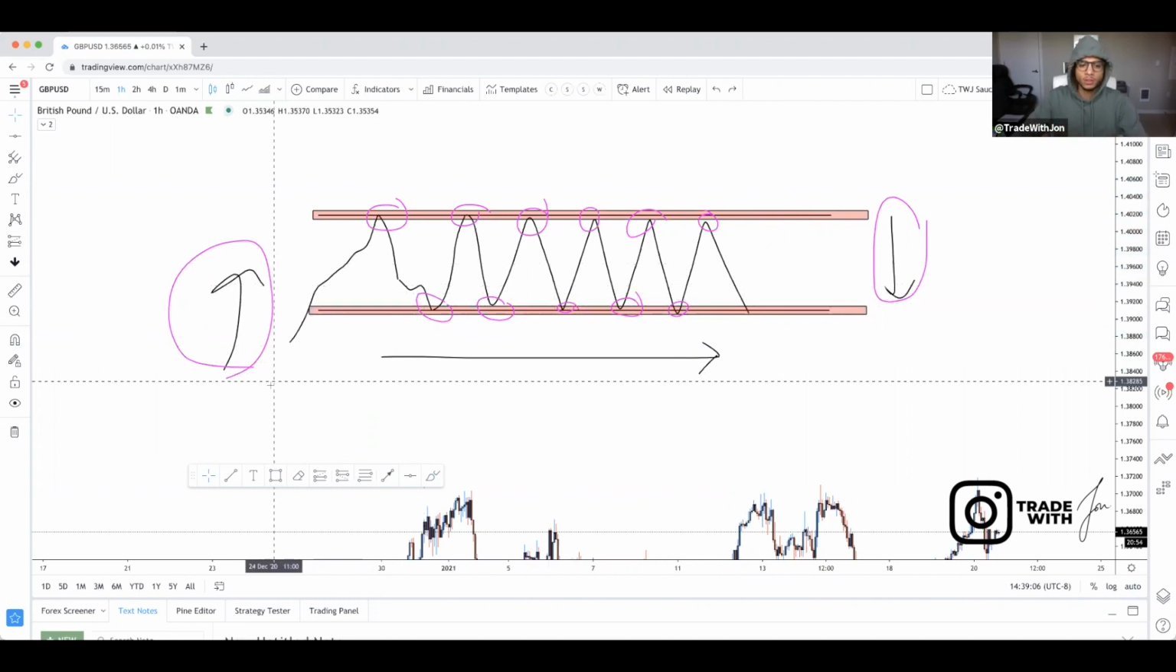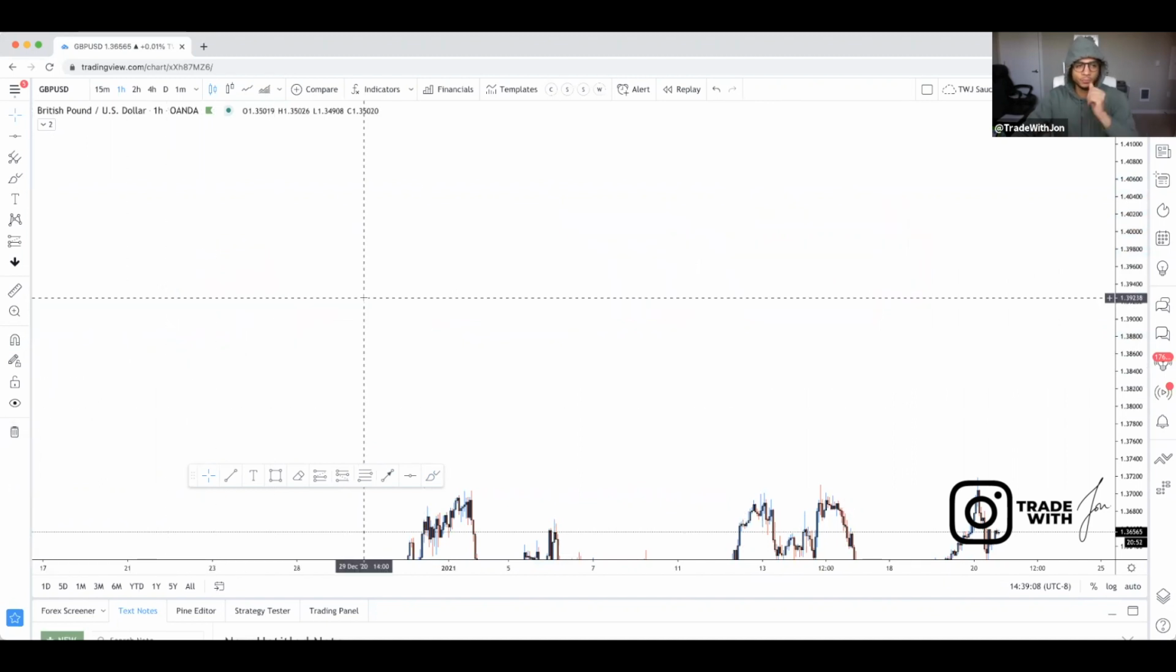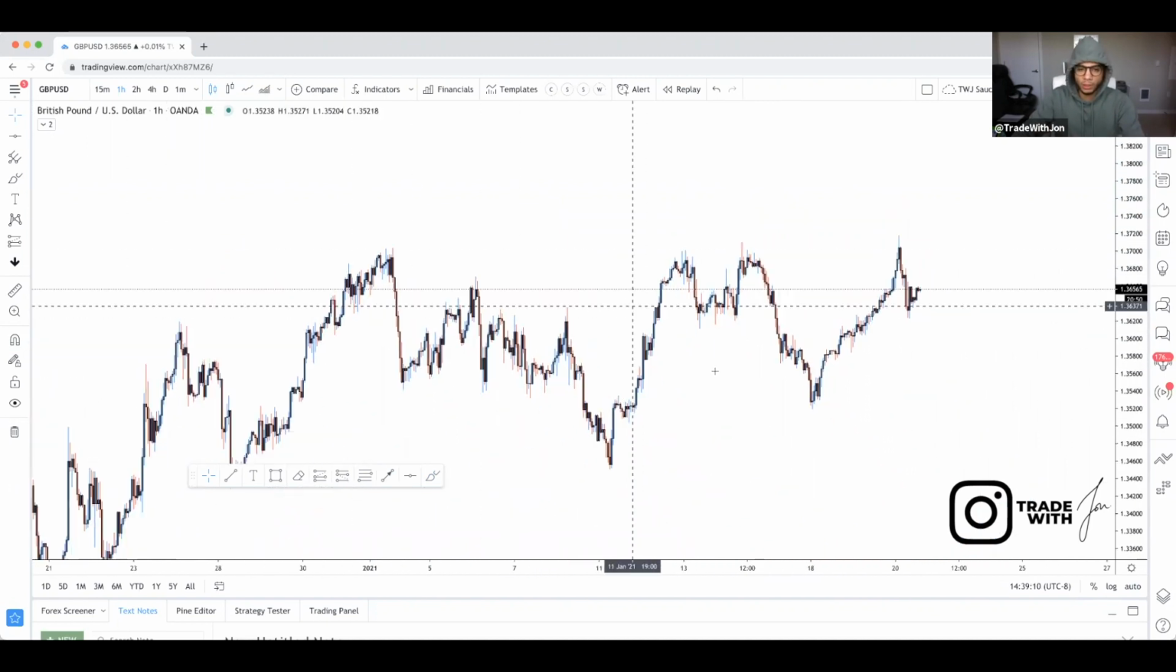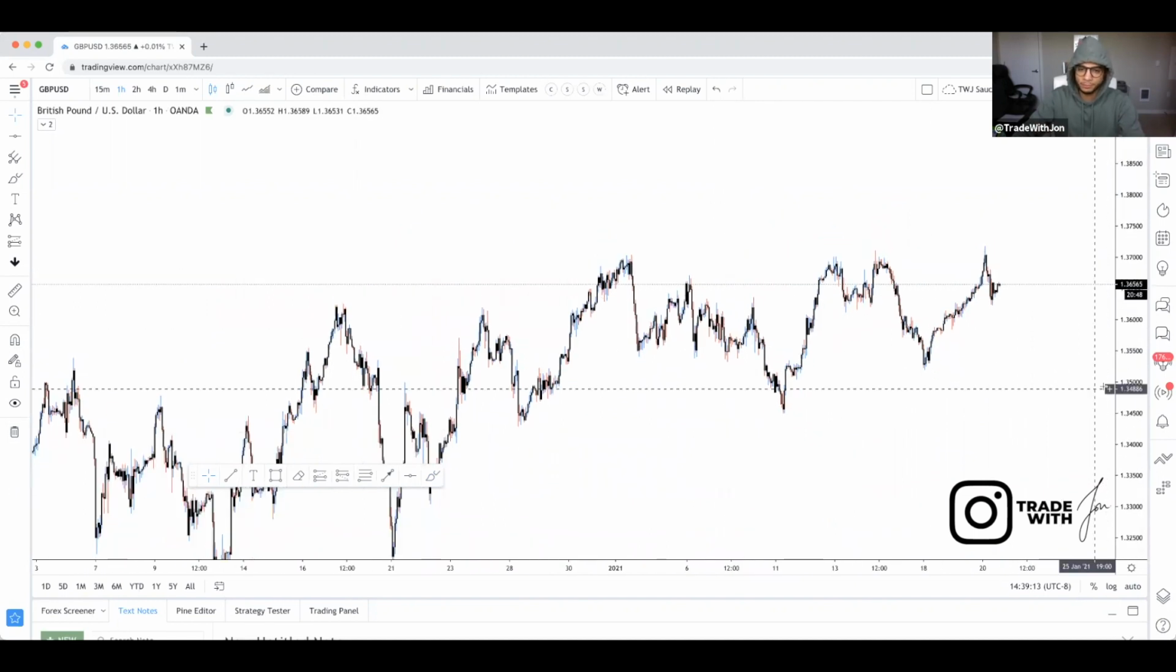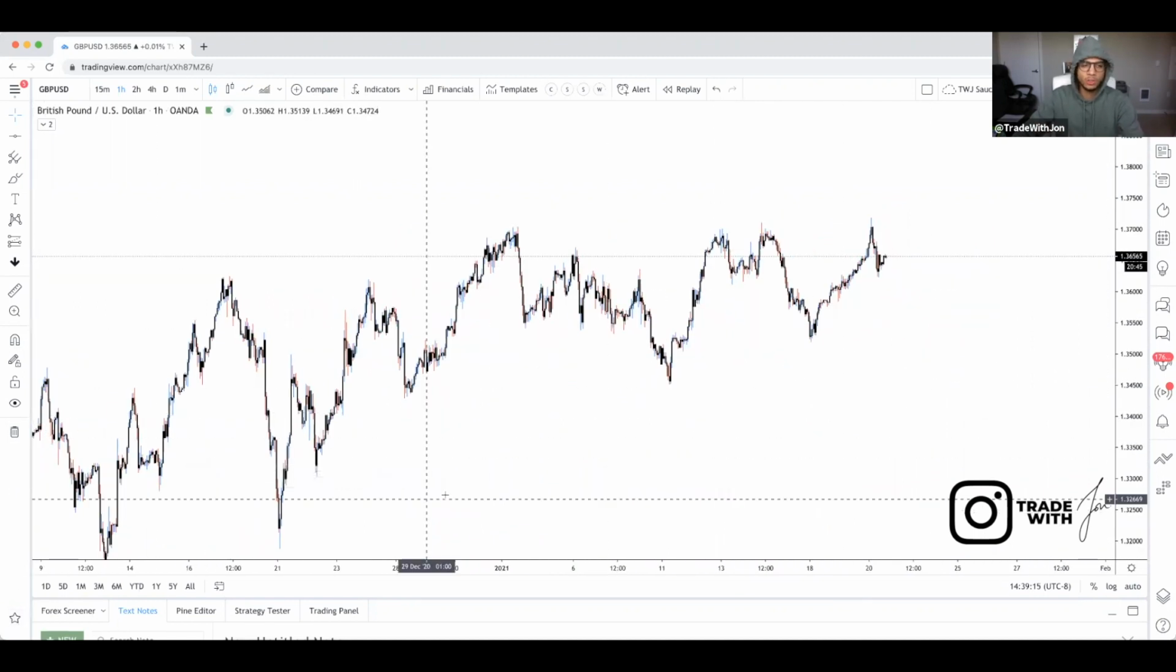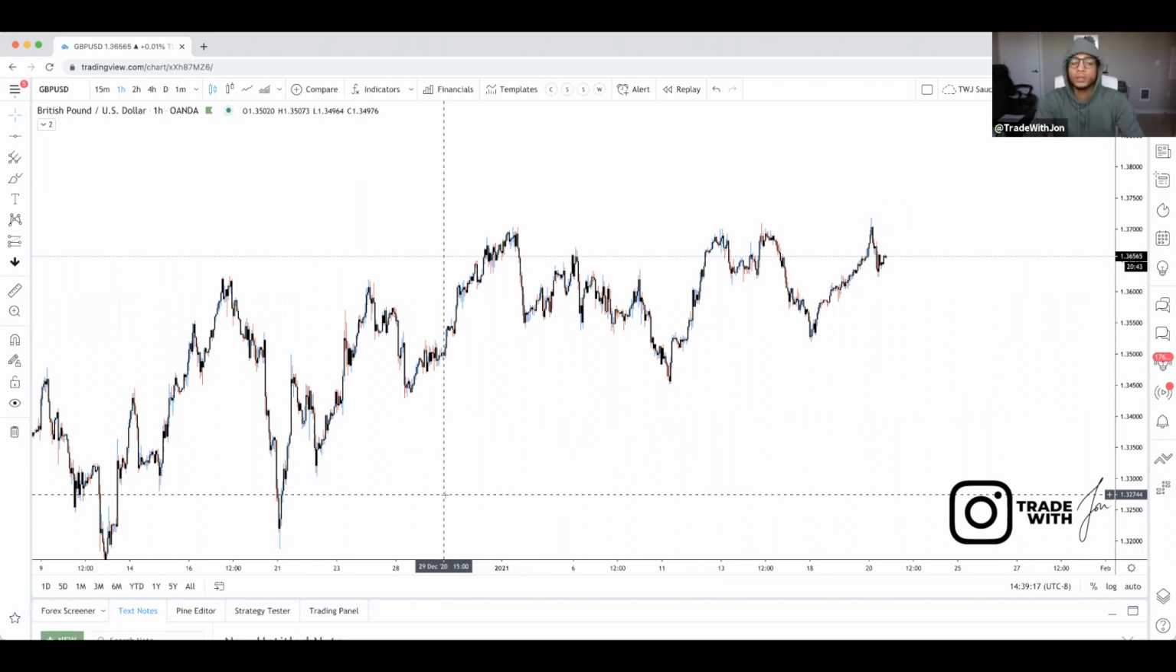That's strong. So now with that being said, let's erase all of this. Now let's actually look at the actual market, right? Let's check out the market and see what we can find here. So today, guys, we're on GBP/USD, the Great British Pound versus the US dollar.